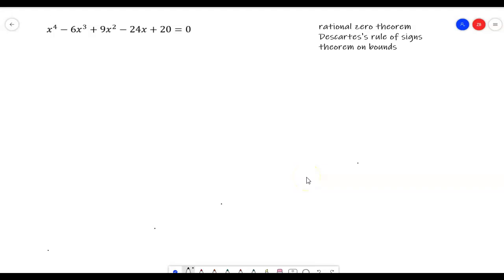Hey, this is Mr. Beckstrom, and today I'm going to be taking a look at a fourth degree polynomial. And what we're going to do is use these three things to try to figure out what these roots are.